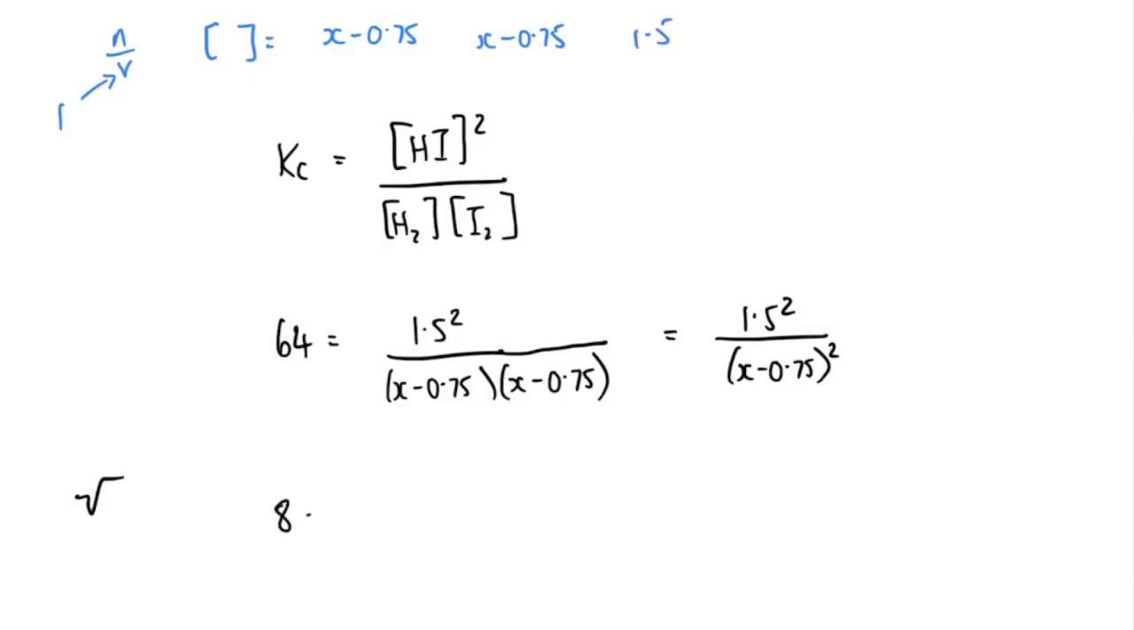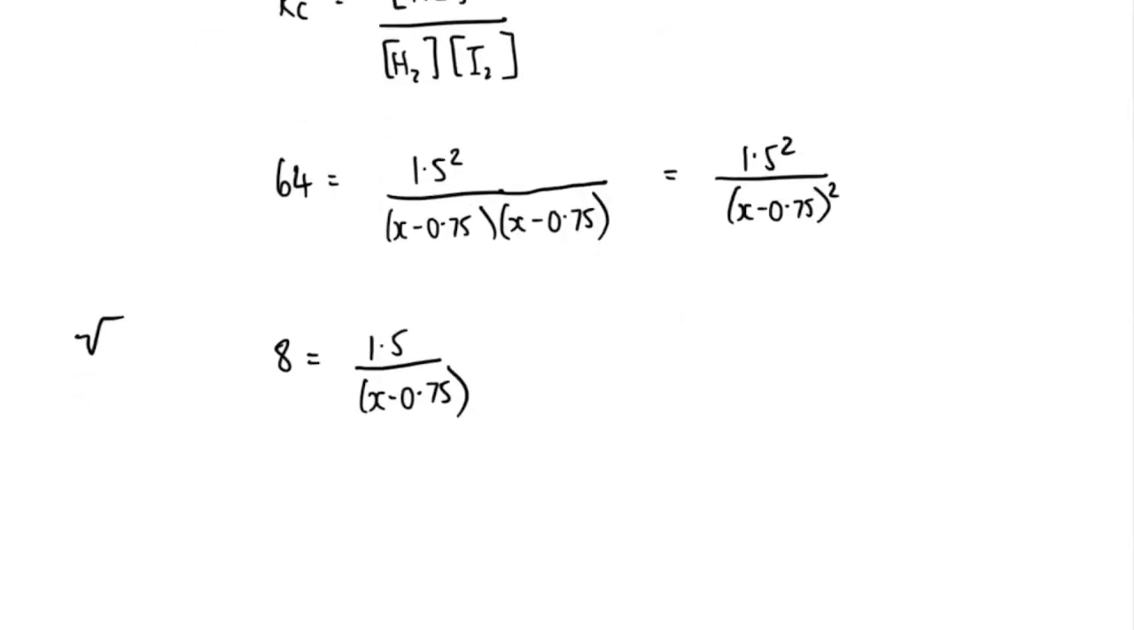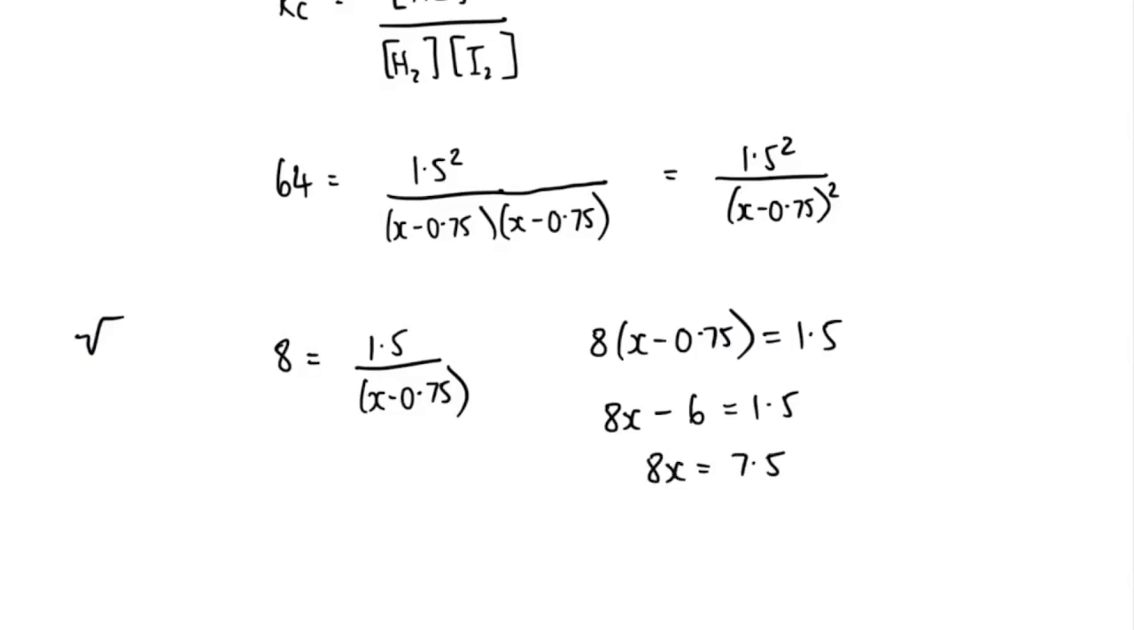If you square root 64, you get 8. And if you square root the right hand side, you just lose those square signs off both the top and the bottom. Okay, so then you can multiply both sides by X minus 0.75. And you can multiply out the bracket, 8x minus 6 equals 1.5. So 8x equals 7.5 if you add 6 to both sides. So x equals 0.9375. So that is a little bit of a trickier one, but it is beyond the spec, and we wouldn't expect you to be able to do it. It's a nice little challenge though.